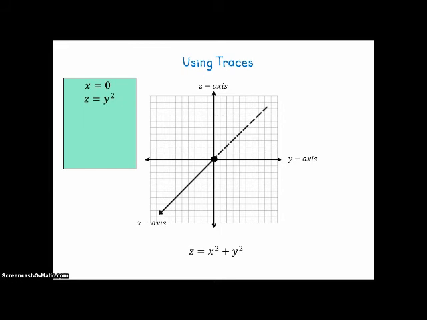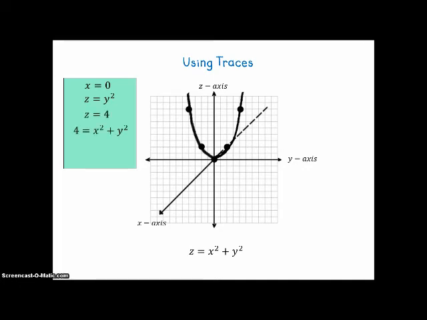Well, if x is 0, we get z equals y squared, which is a parabola. So I'm plotting (1, 1), (-1, 1), (2, 4), (-2, 4), using 2 blocks per unit, and then drawing a parabola. Now how about we fix z at 4? Again, we get a circle of radius 2 up there, not at z equal 2, but at z equal 4, so we get this circle right there.